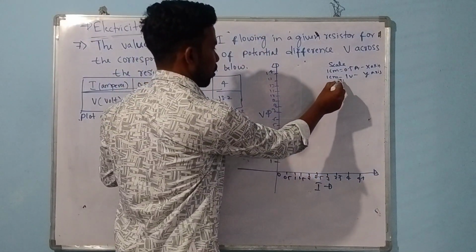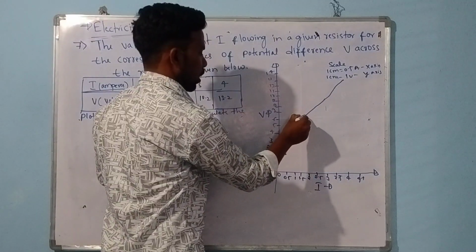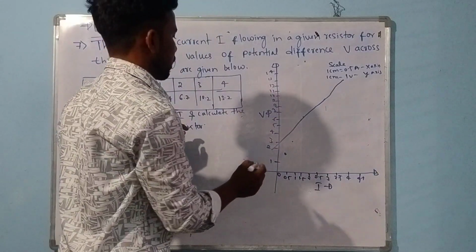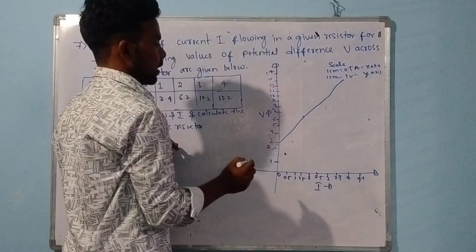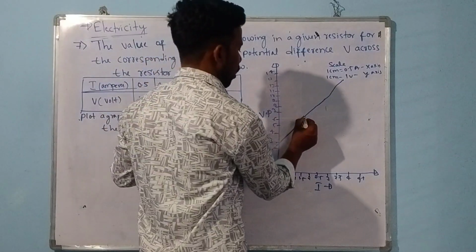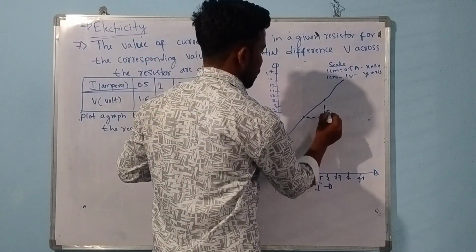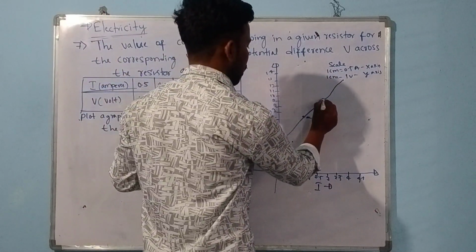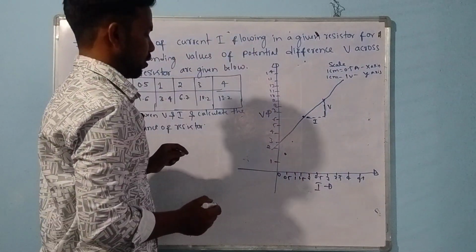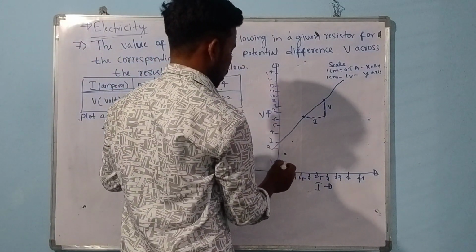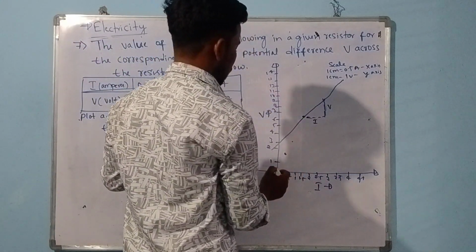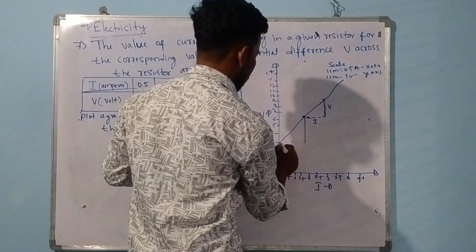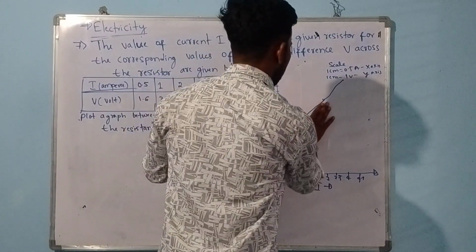Join the points. At least 3 points is enough; here we have 6 points. To find the resistance, you have to take the slope. How to find the slope here? This is voltage and this is current. So take from here to here, or you can take here for this. This slope or this slope.